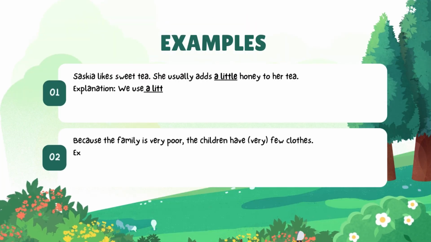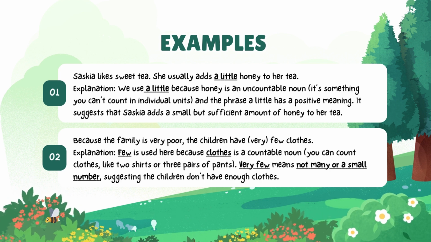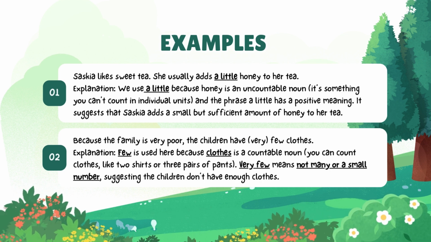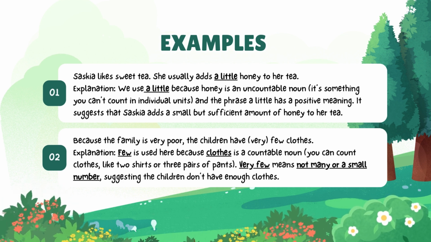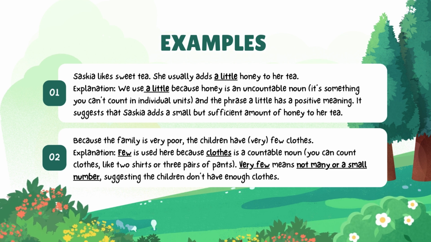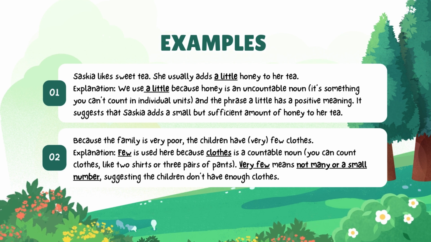Example 1. Saskia likes sweet tea. She usually adds a little honey to her tea. We use a little because honey is an uncountable noun. It's something you can't count in individual units, and the phrase a little has a positive meaning. It suggests that Saskia adds a small but sufficient amount of honey to her tea.